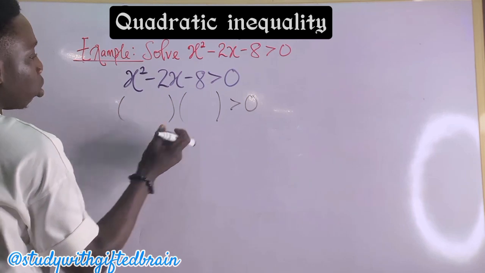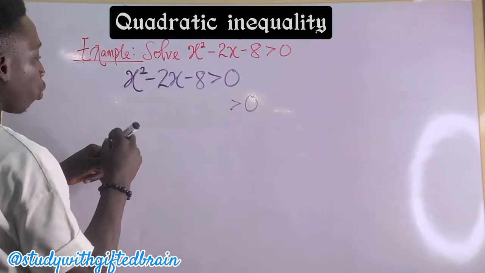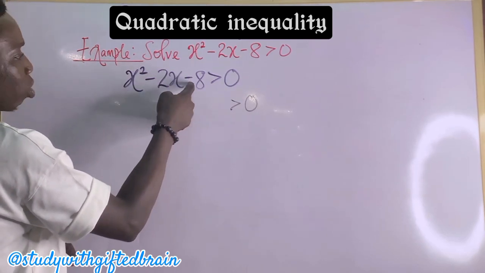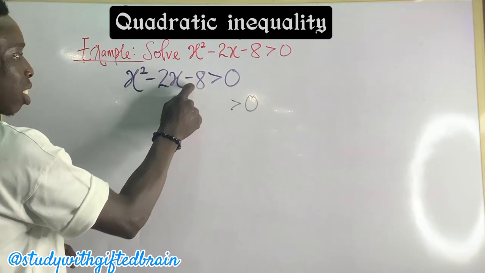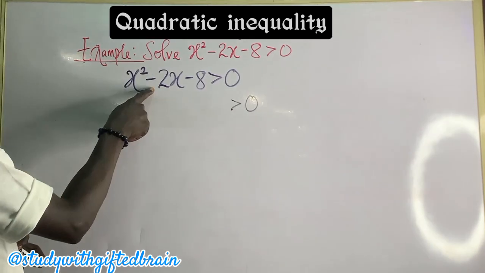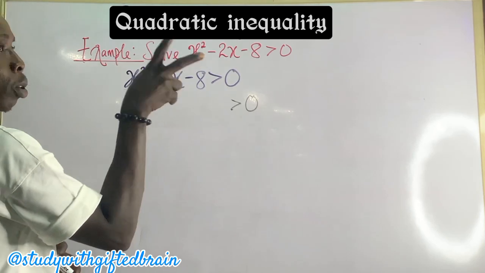So what am I going to do? We have to show how we are going to do that. When you're factorizing, you look for two numbers that when you multiply together give you minus 8, and when you add together give you minus 2. Don't forget, every number has two possible factors, either negative or positive.